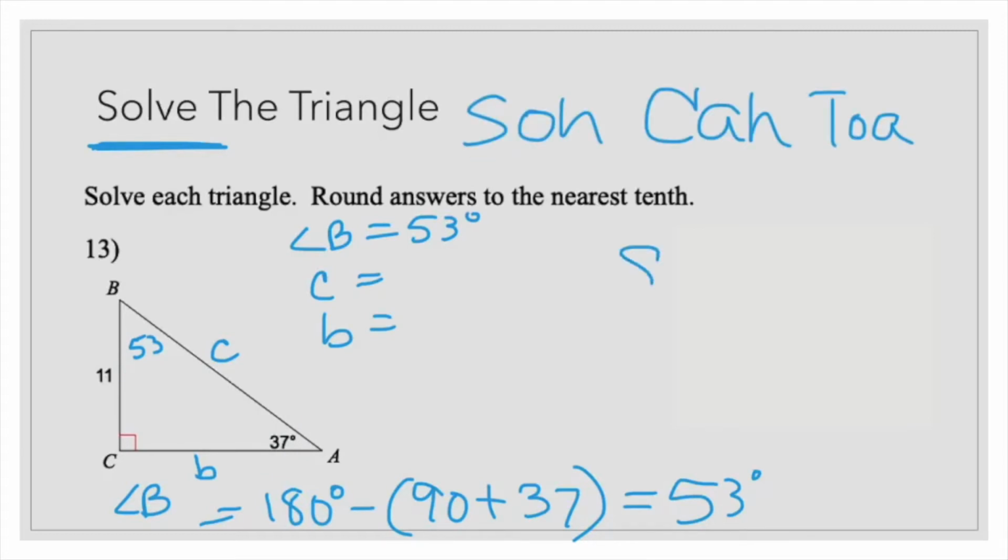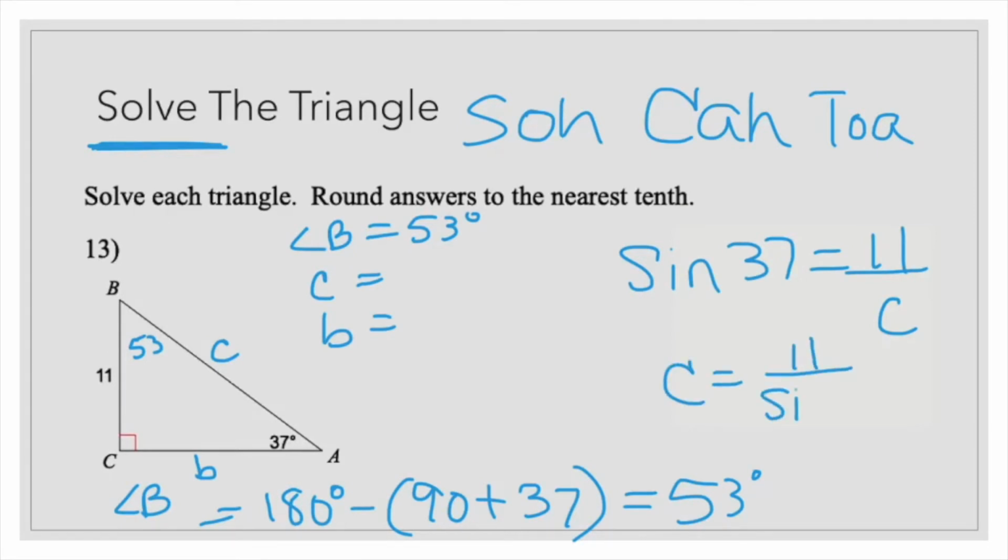So we're going to do sine 37 equals 11 over c. This is a review from last time. We're going to switch the places of these two, and we'll have c equals 11 over sine 37. Put that in your calculator and come on back.